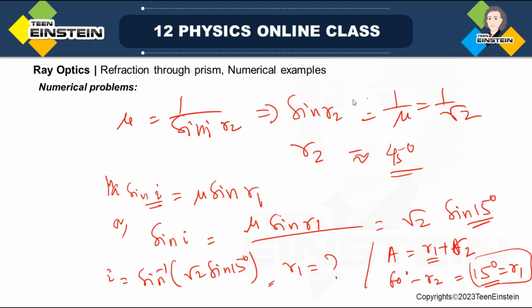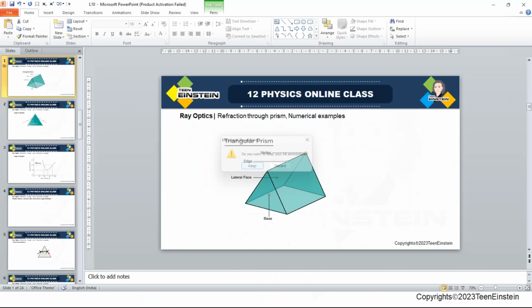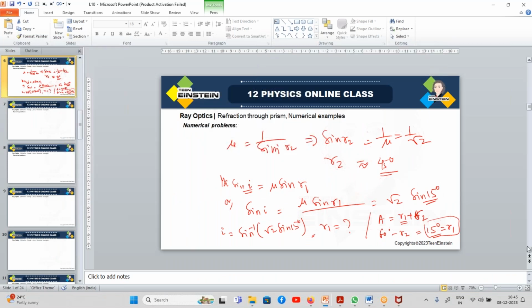I think we'll stop here for today. Next day, we'll take a few more numerical problems on this prism, as well as go for the instrumental part, that means the microscope and telescope. Okay, so thank you for your patience. Bye for today.